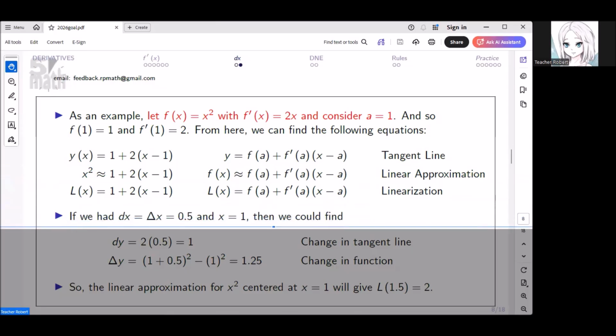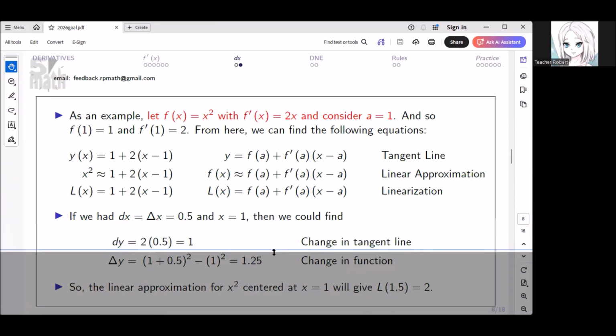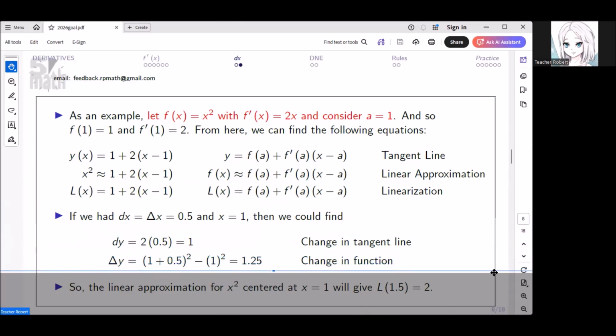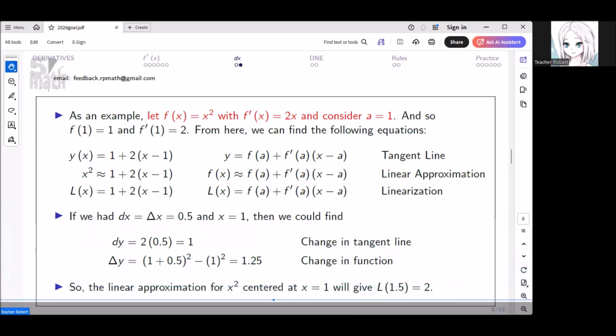If we had dx = Δx = 0.5 and x = 1, then we could find the change in tangent line, the change in function. So the linear approximation for x² centered at x = 1 will give L(1.5) = 2.